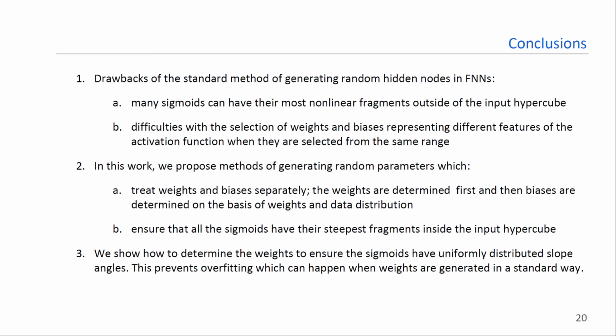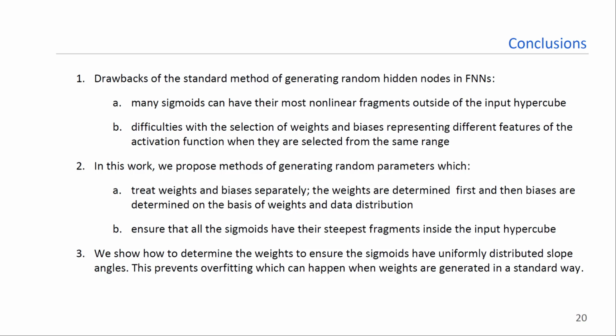Conclusions. A drawback of the standard method is that many sigmoids have the most nonlinear fragments outside of the input hypercube, especially for low-dimensional cases, so they can't be used for modeling the target function fluctuations. Moreover, it is difficult to adjust the optimal values for weights and biases when the standard method selects both these parameters from the same interval.